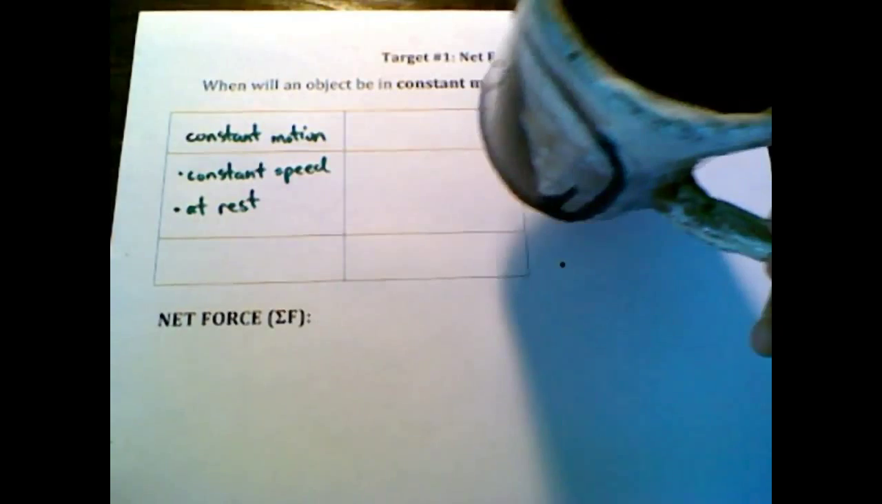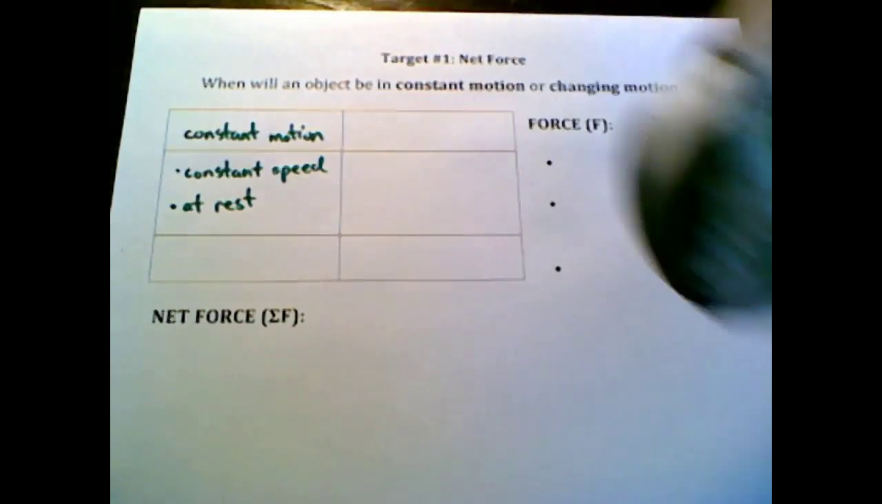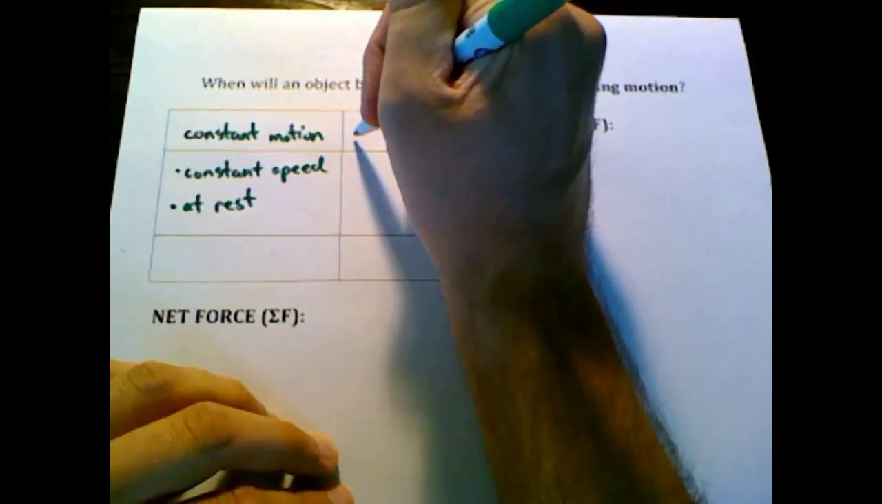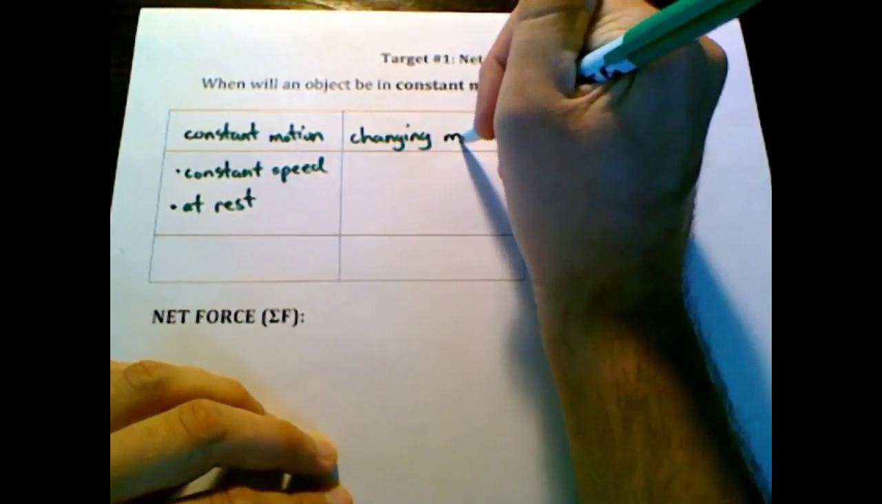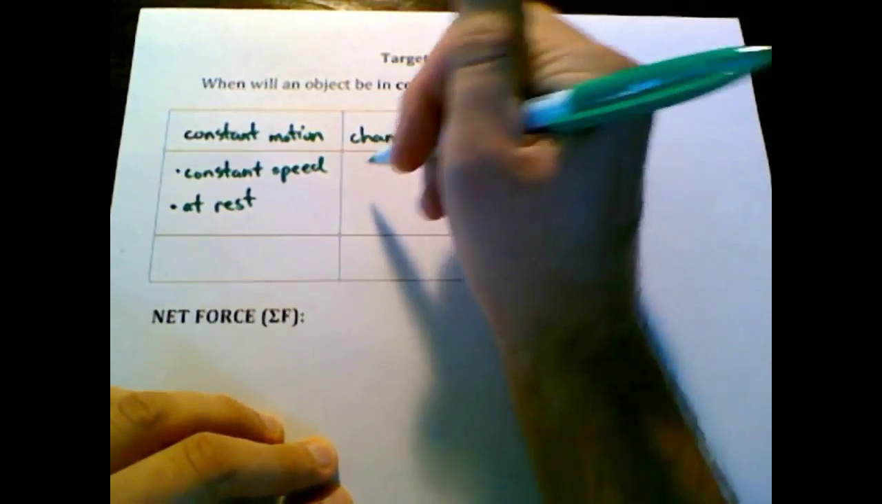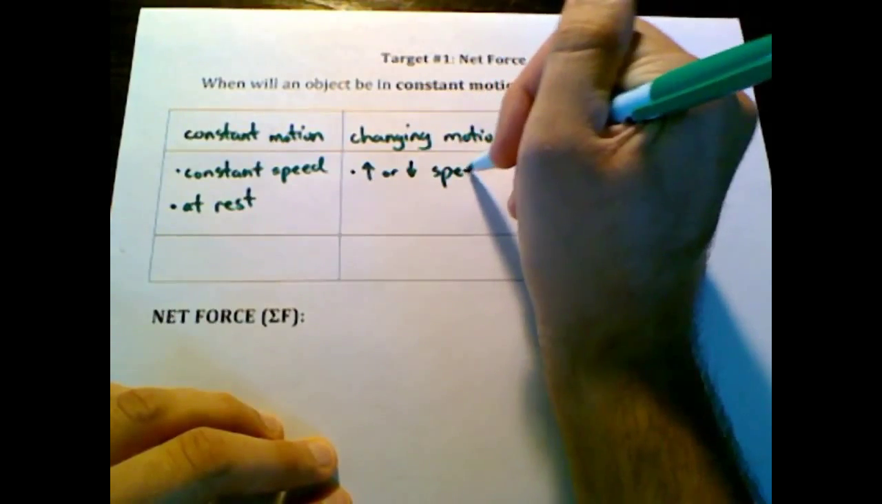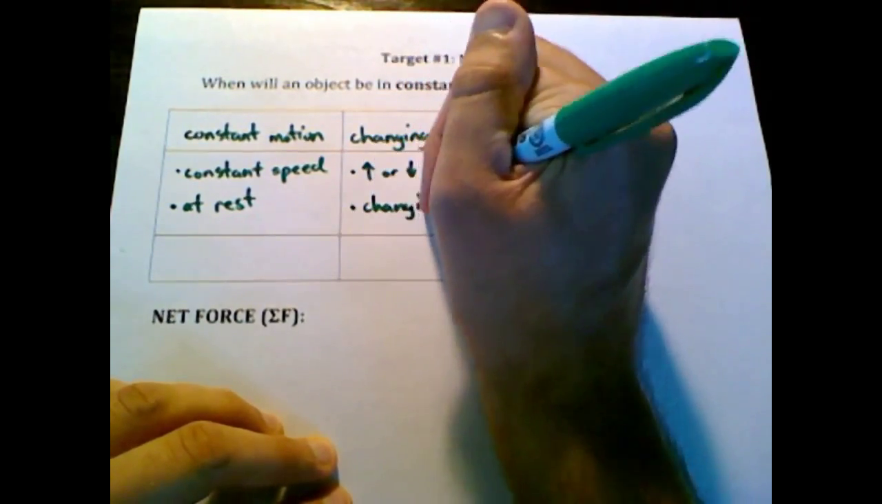Let's say I have a cup right here and we check in at time 0. It's traveling at 0 meters per second. Let's check back in 5 more seconds. It's still traveling at 0 meters per second. So even though it's not moving, that's still a constant speed, so we could say that it's at rest. Our other one is, instead of constant motion, changing motion. When our object's in changing motion, it's either increasing or decreasing speed, or it could also be changing direction.